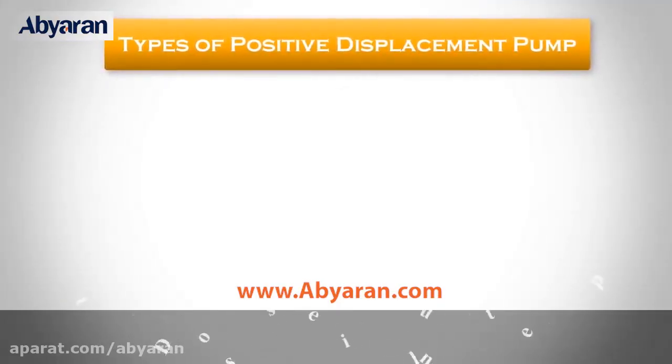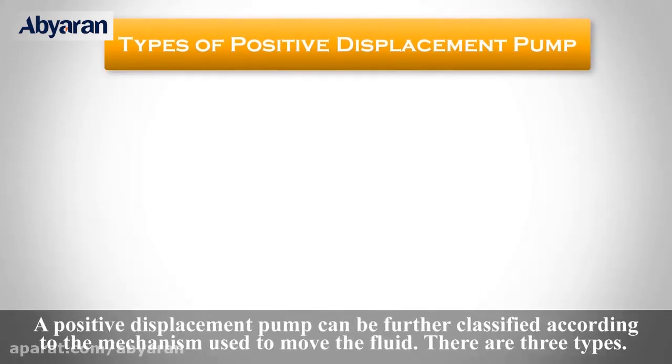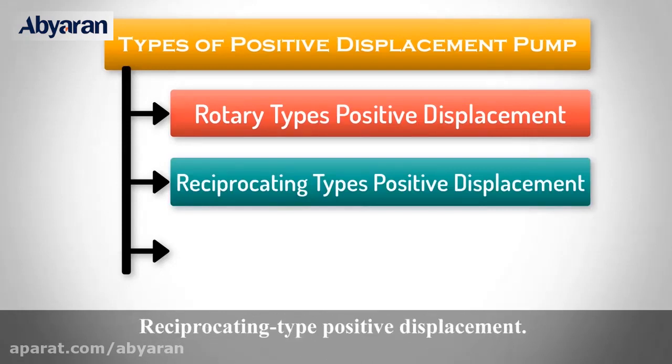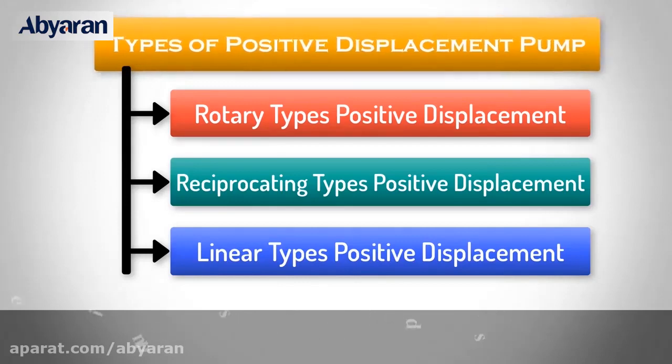Types of positive displacement pump. A positive displacement pump can be further classified according to the mechanism used to move the fluid. There are three types: rotary type positive displacement, reciprocating type positive displacement, and linear type positive displacement.